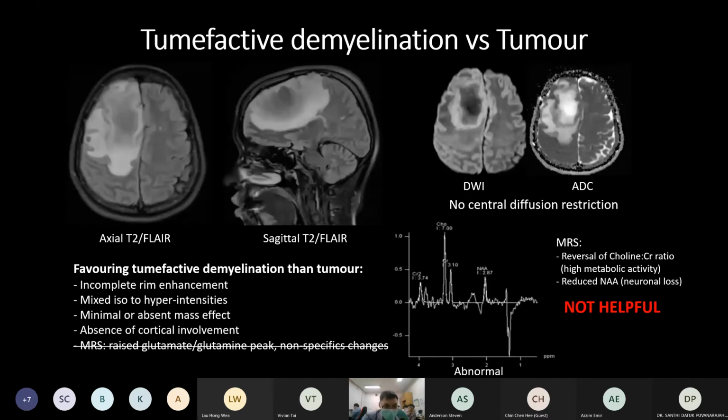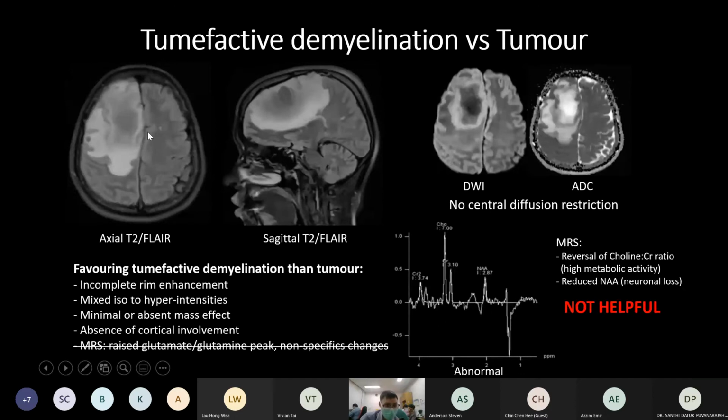If it's more of an incomplete ring enhancement, it's more towards tumefactive demyelination. And in tumefactive demyelination, it's more mixed and hyperintense as compared to tumor. But this is not very sensitive, because tumor can also behave this way. And usually, another clue to suggest tumefactive demyelination is, look at how big this lesion is. With such a big lesion, if it's a tumor, usually the vasogenic edema is going to be very profound, and therefore the midline shift is going to be very bad.